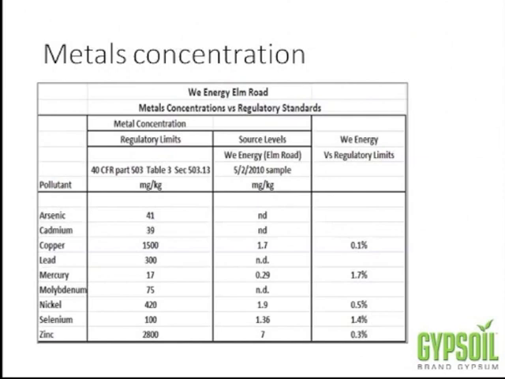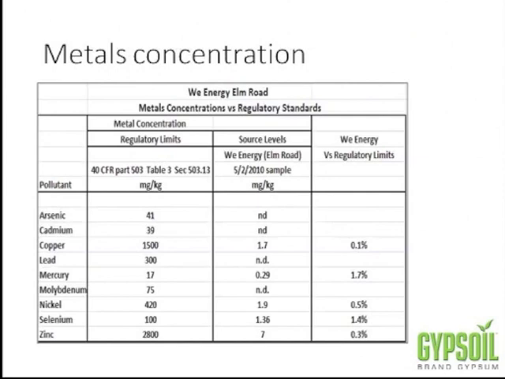If you look there on the far left under regulatory limits, that's what the EPA says we can have in FGD gypsum. If you look at the second level, it's one of our sources up in Wisconsin from We Energies. That's a sample taken in 2010, and if you look at the arsenic and the cadmium and the lead and the molybdenum, they're not even detectable. And then if you look at copper and mercury and nickel and selenium and zinc, we're at a very small amount of what would even be allowed.